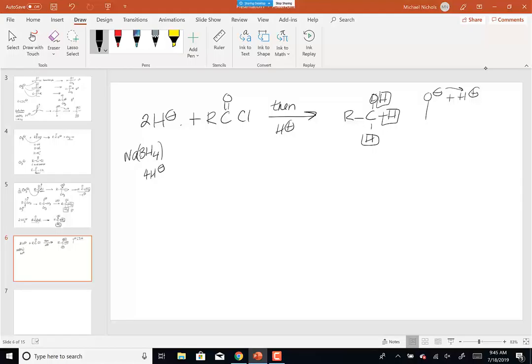If we did this in the lab, when we form the O minus, which again is an alkoxide from what we did before, that's an ionic species, and it's going to precipitate out of the solution. So we would end up with all this white solid. And then we'd have to add H plus in order to protonate it and actually turn it back into its alcohol form.